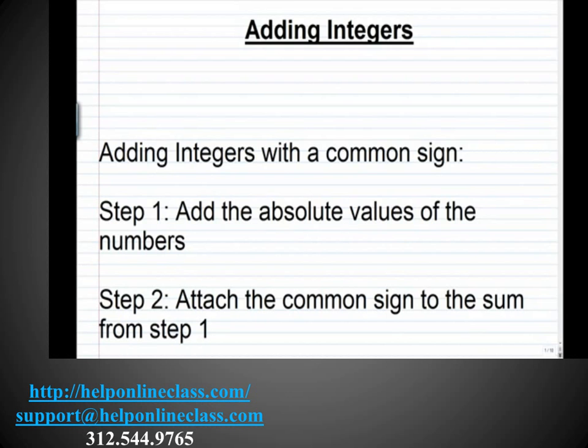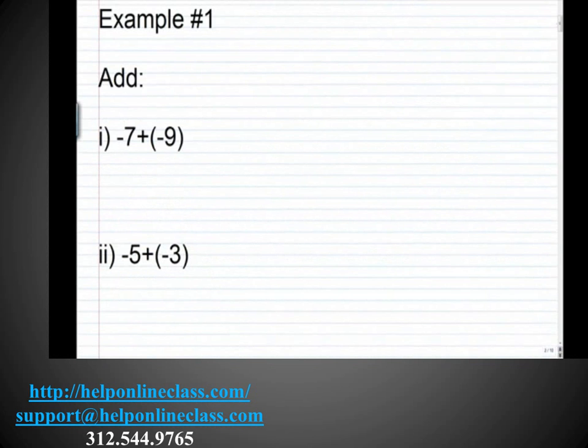Okay, so let's just look at an example real quick, and I think this will all make sense. For example number one, we want to add, and for part one, we have negative 7 plus negative 9. So step number one, we want to add the absolute values of the numbers. The absolute value of negative 7 is 7, and the absolute value of negative 9 is 9. So what I want to do here is just add 7 plus 9, and that's going to give me 16. Okay, so this is just step number one.